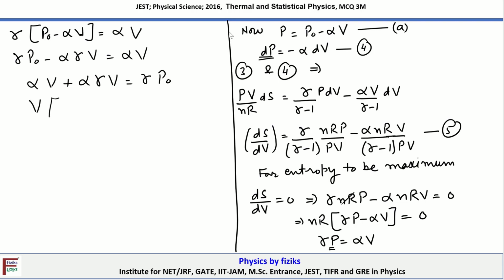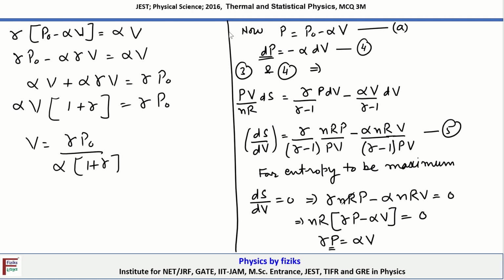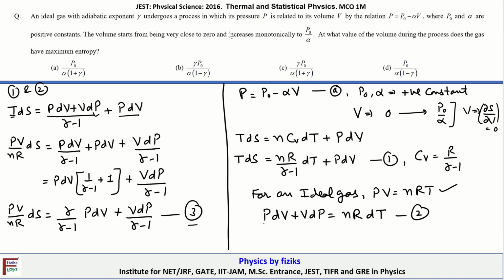So alpha V into (1 plus gamma) is equal to gamma times P naught, or from here we notice that V is equal to gamma P naught upon alpha into (1 plus gamma). So this is the value of the volume for which the entropy will have a maximum value. So this is gamma P naught upon alpha into (1 plus gamma). Therefore option C is the correct option here.